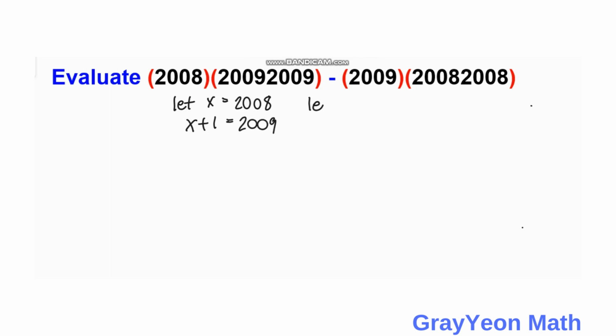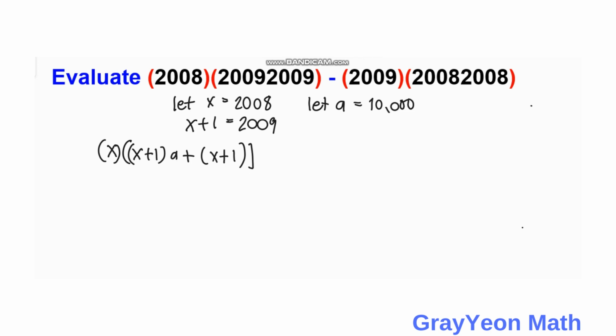And we let a be equal to 10,000. Okay, so next thing that we have to do is make the substitutions. So x is equal to 2008. So we have x times the 20,092,009, which can be represented as x plus 1 times a plus 1, since 2009 is equal to x plus 1.